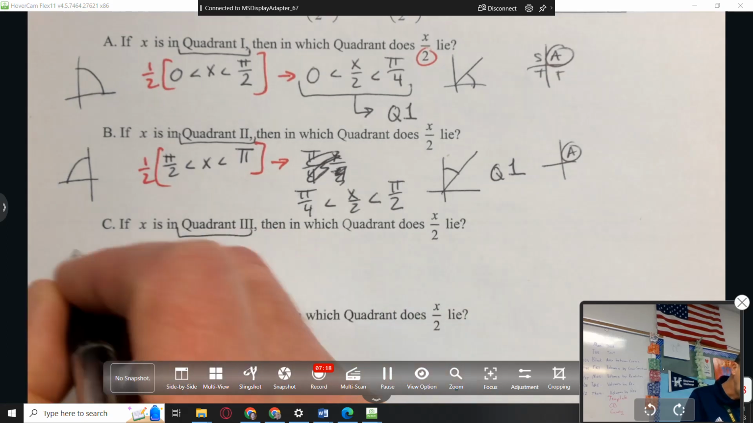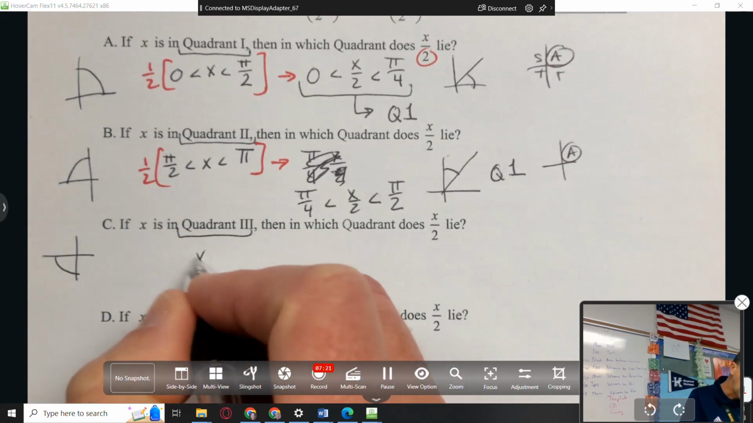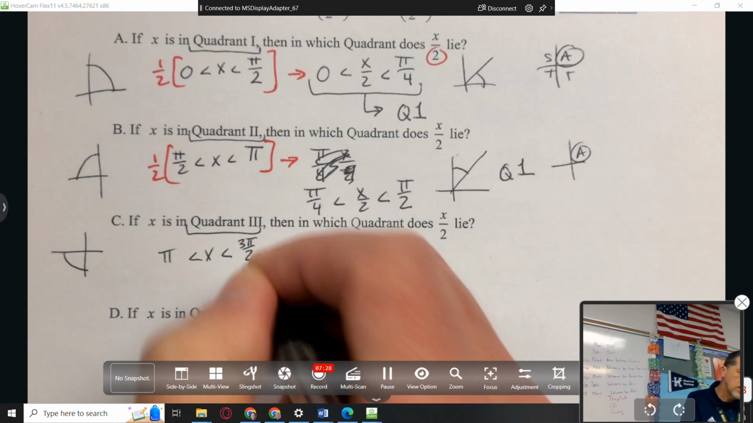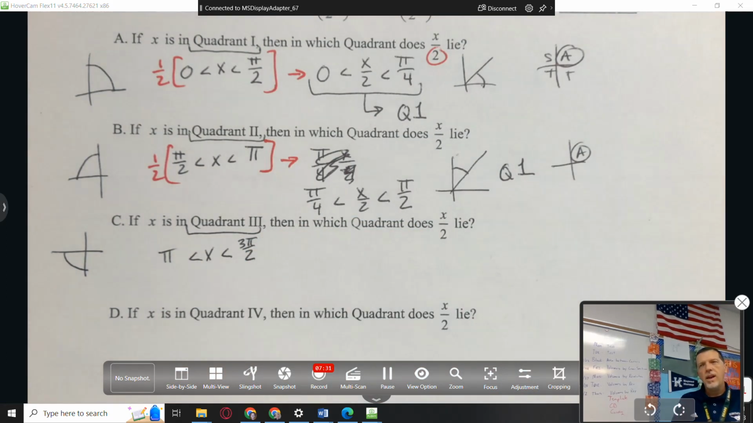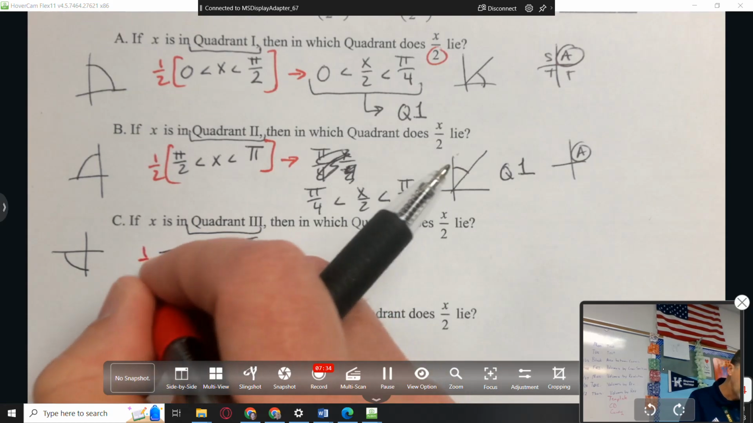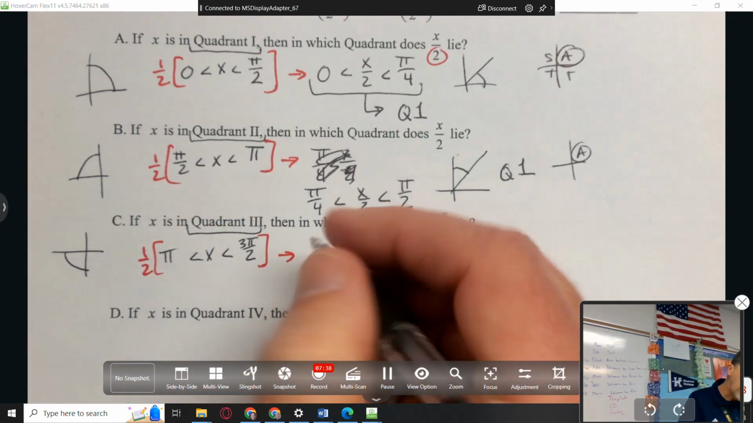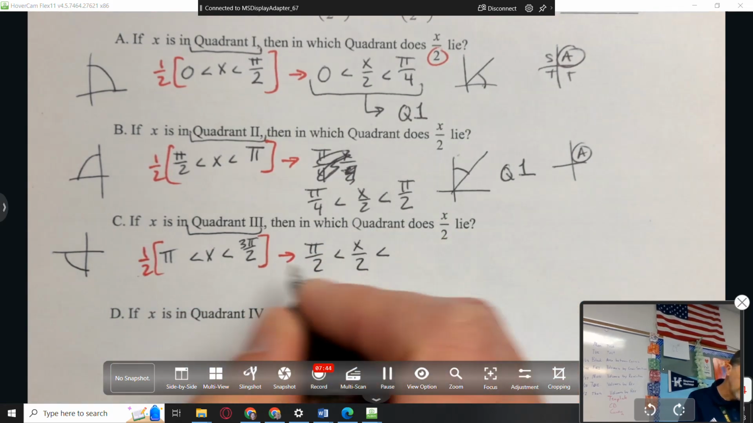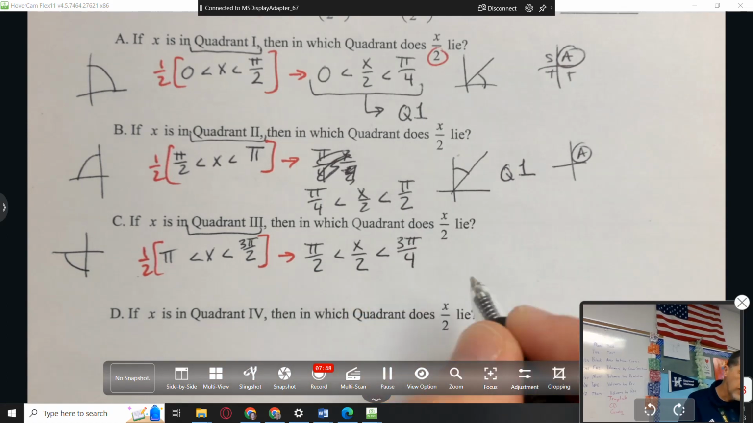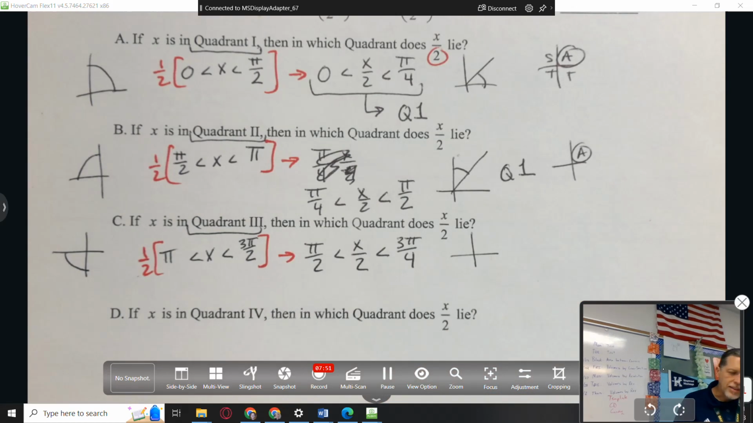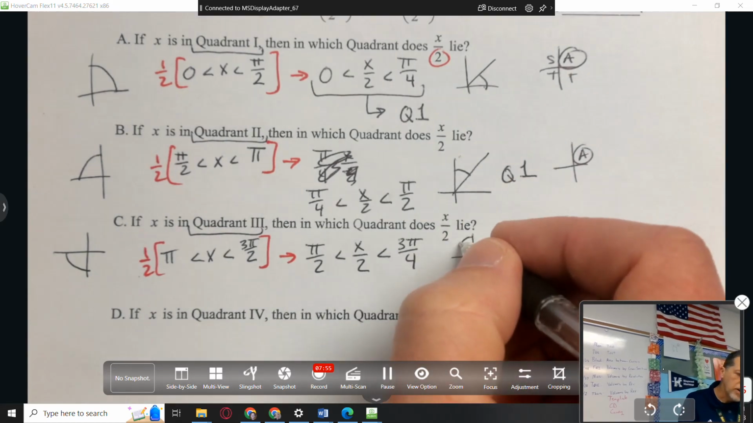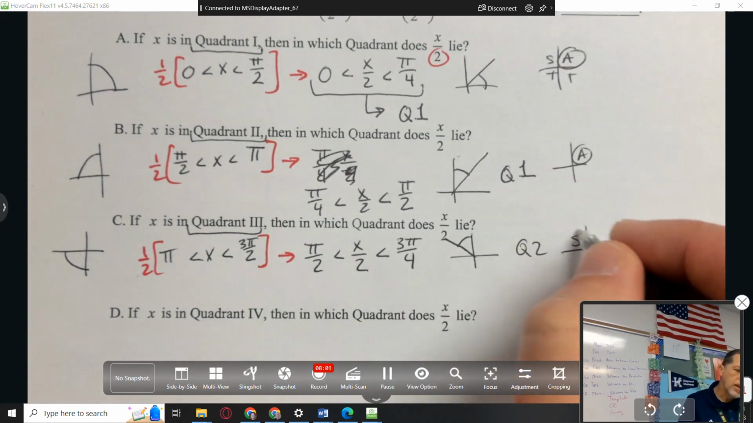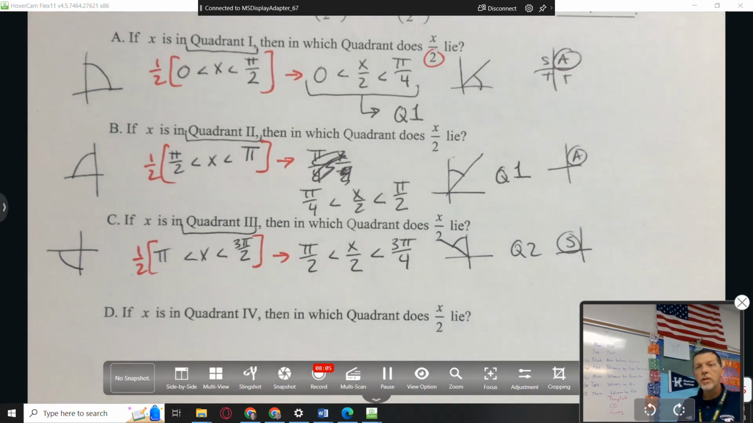If x is in quadrant 3, so that would mean x is between pi and 3 pi over 2. Same process, multiply by a half to figure out where x over 2 is. Pi over 2 is less than x over 2 is less than 3 pi over 4. So let's think about where that is. Pi over 2 and 3 pi over 4, so somewhere in there. So that's quadrant 2. Sine is positive in quadrant 2. Cosine would be negative.